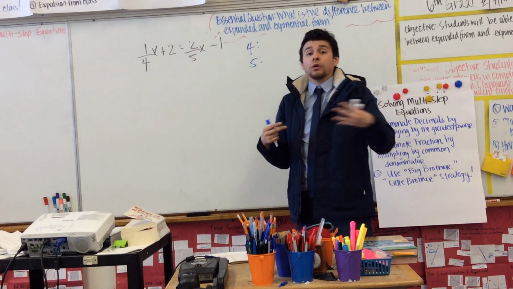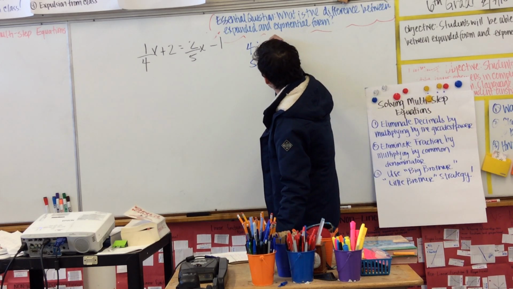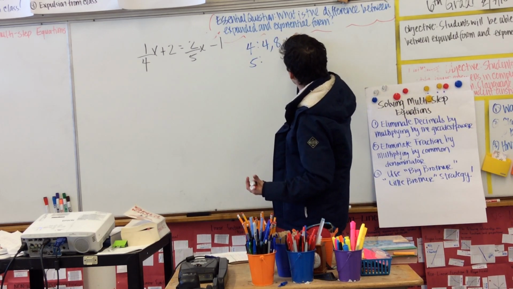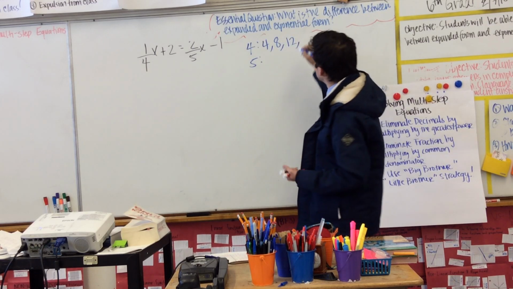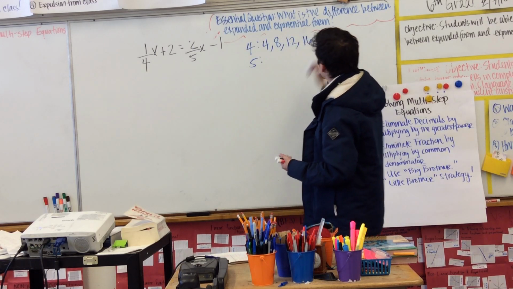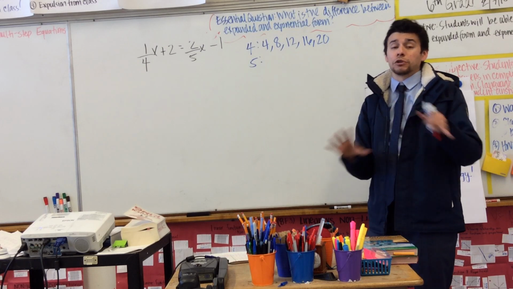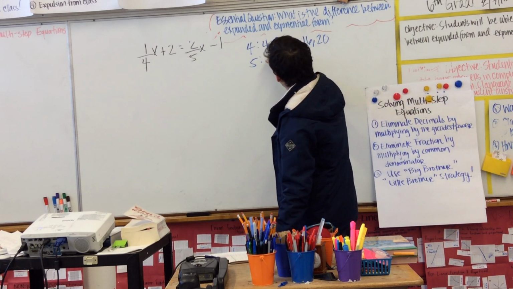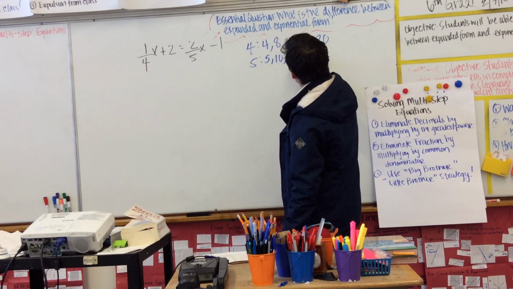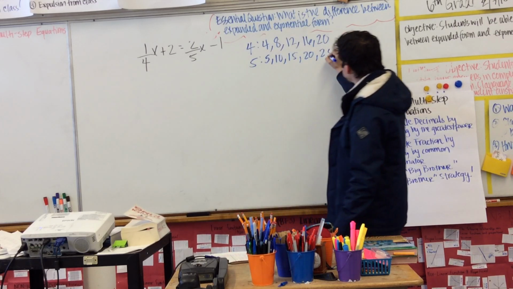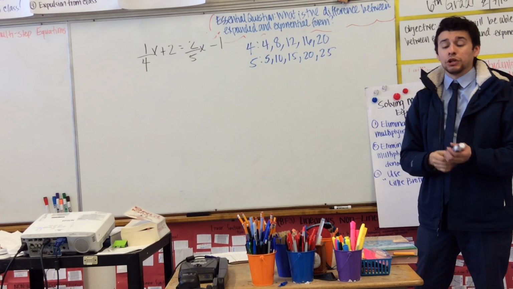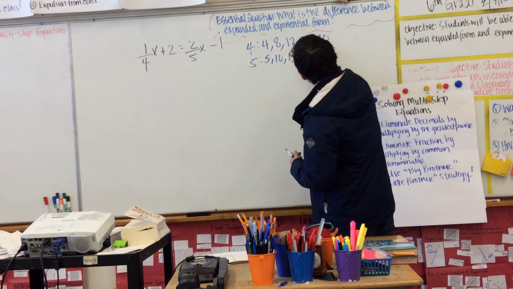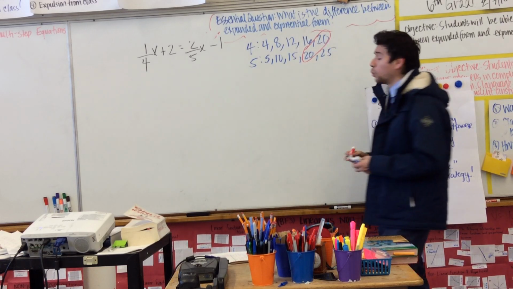Multiple means multiplication. So 4 times 1 is 4. 4 times 2 is 8. 4 times 3 is 12. 4 times 4 is 16. 4 times 5 is 20. I just like listing the first 5 multiples. It just makes it easy for me. Going to the next one. We have 5, 10, 15, 20, 25. Now you pick the multiple that both of them share in common. In this case, it is 20.